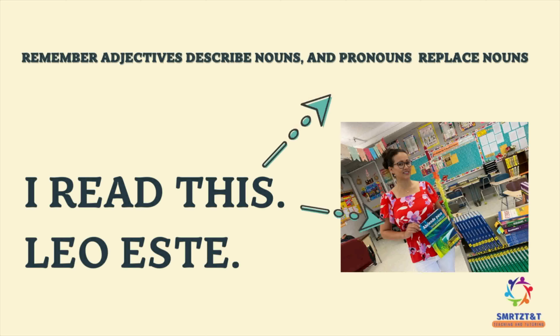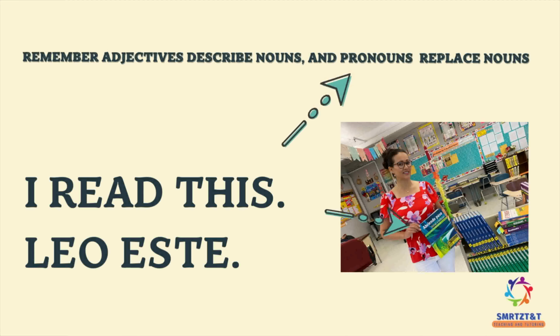But now we can do and say sentences with pronouns. For example, I read this one. Leo este. You are not using a noun after that adjective, so it becomes a pronoun. You can say, I like this one, I want that one. You are referring to a pronoun that is replacing a noun.